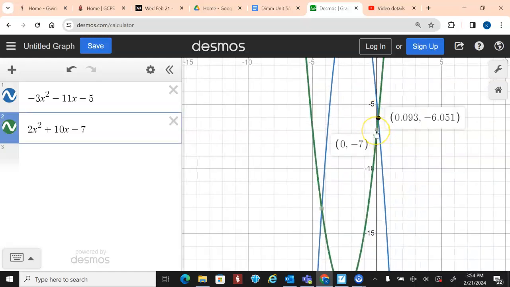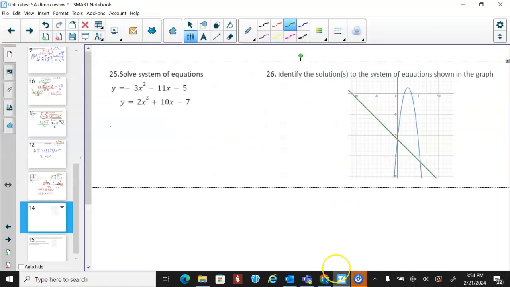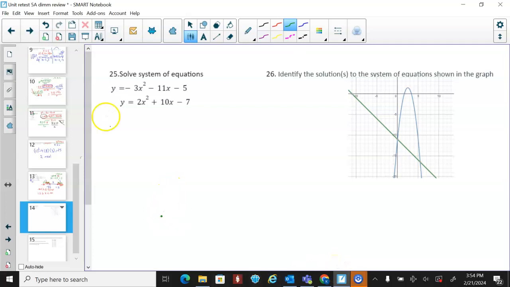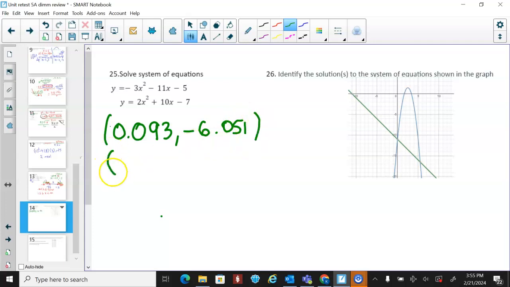So not where do they cross the y-axis, where do they cross each other, okay? So the system of equations, it will be written in point form. Please make sure it has correct parentheses. It would be at 0.093, comma, negative 6.51. And then the second point where they cross was at negative 4.293, and then negative 13.069. Okay? And that's the point.